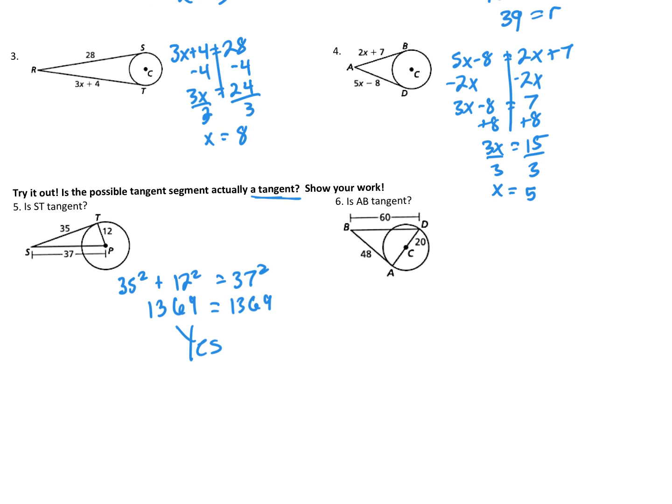Let's try the next one. Does 48 squared plus 20 squared, does that equal 60 squared? We punch these into the calculator. This gives me 2704. 60 squared gives me 3600, so they do not. So this is a no.